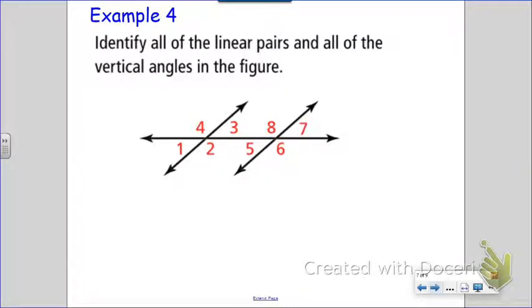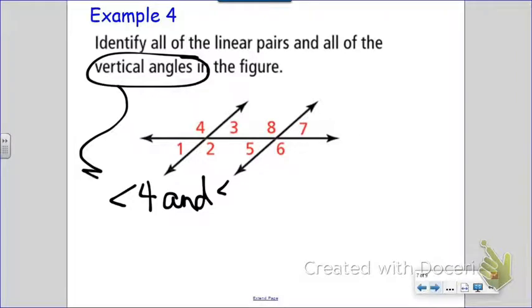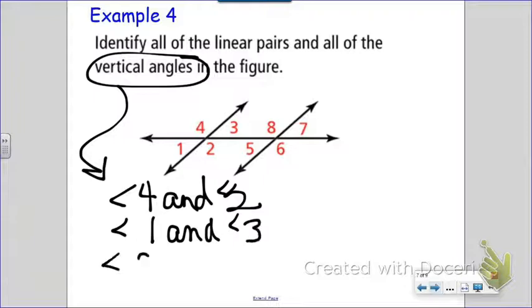Identify all linear pairs and all of the vertical angles in the figure. We'll start with vertical angles: angles 4 and 2, angles 1 and 3, angles 8 and 6, and angles 7 and 5.